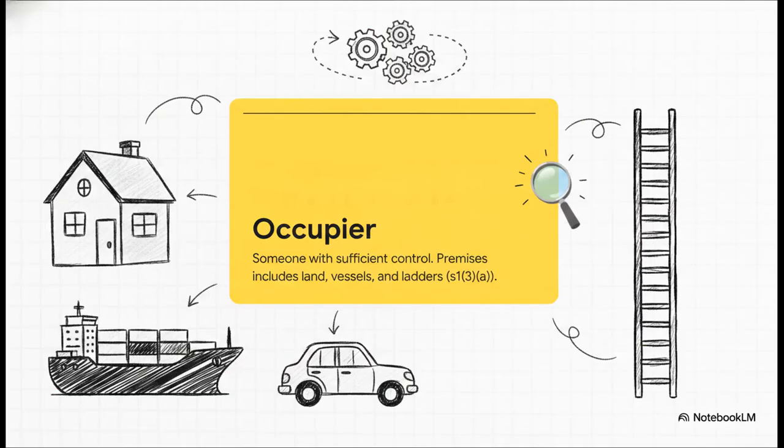So your first real hurdle is nailing your definitions early. Who actually is an occupier? Well, it's not always the owner. An occupier just has to pass the control test, meaning they have a sufficient degree of control over the premises. And what exactly are premises? Section 13A gives it a remarkably broad definition. We aren't just talking about land and buildings. It covers fixed and movable structures, vessels, vehicles, lifts, and yes, literally even a ladder.